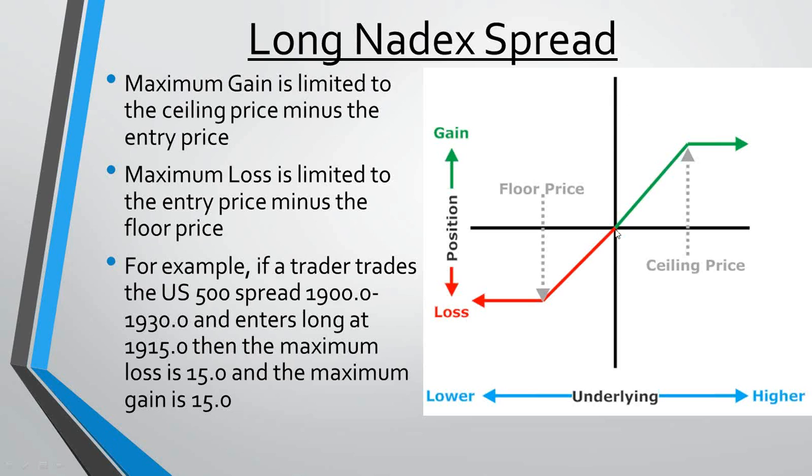So if you were long, here's the entry price right here in the middle. As the underlying goes down, your position goes into a loss and then stops at the floor price. Same thing on the opposite side. As the underlying goes higher, it's represented in here, it goes up to the ceiling price and then goes flat because you have a cap on your gains as well.